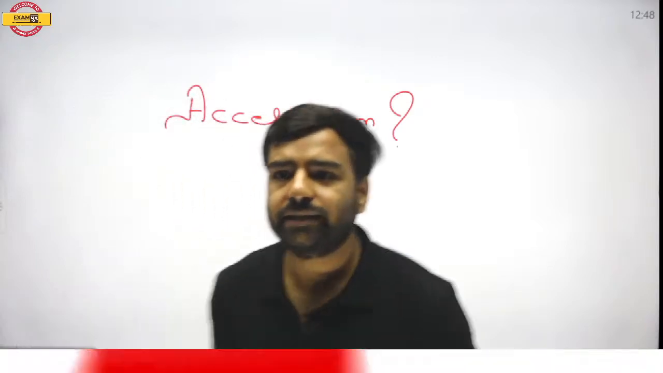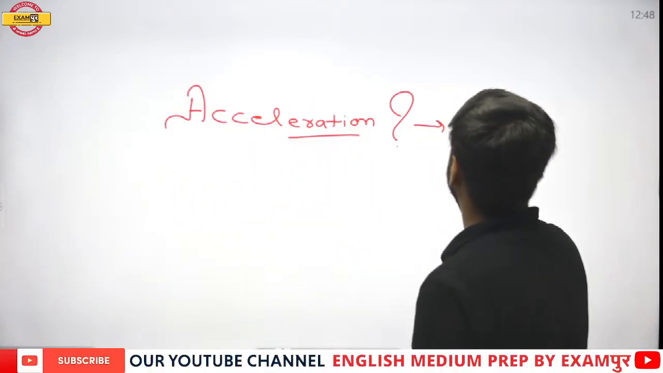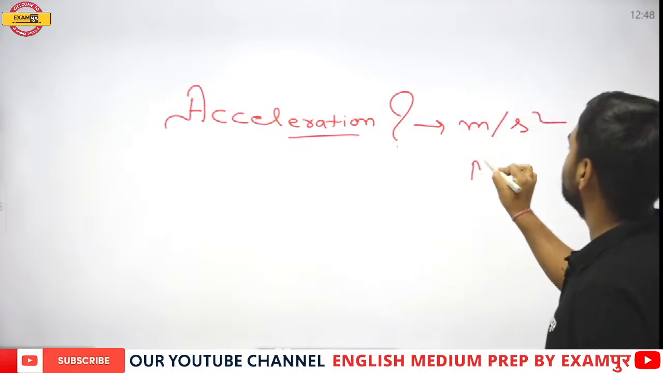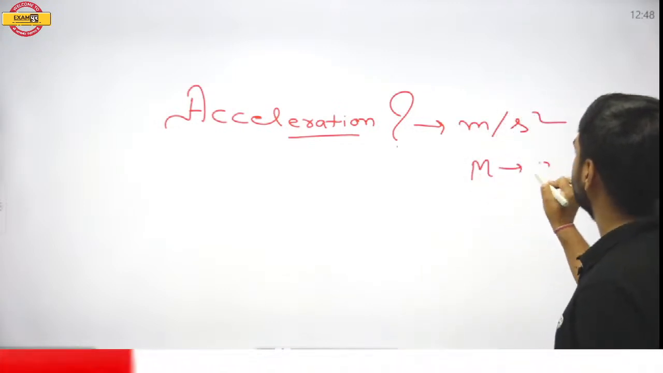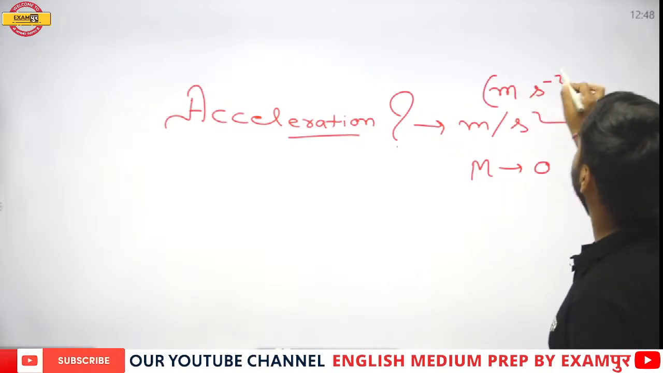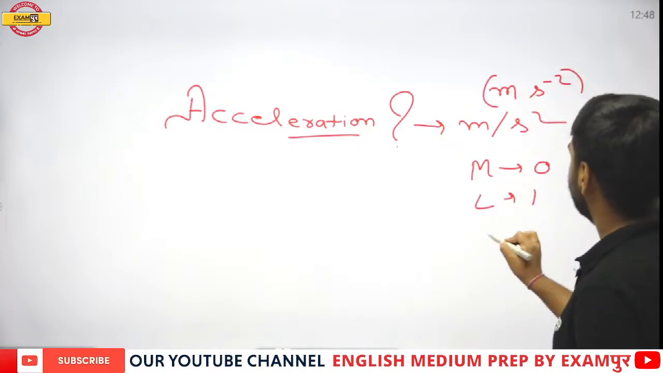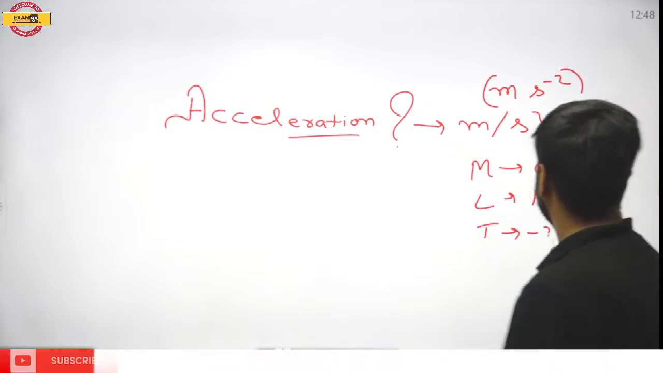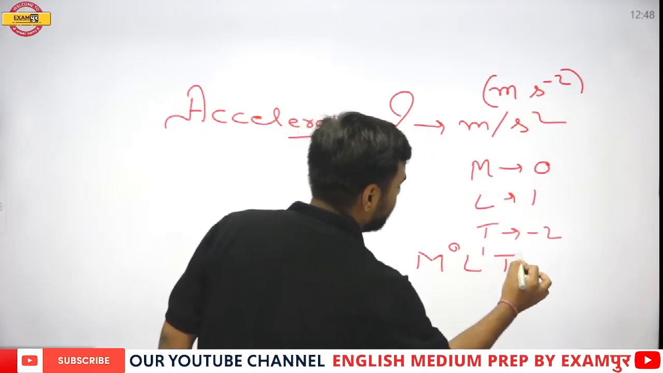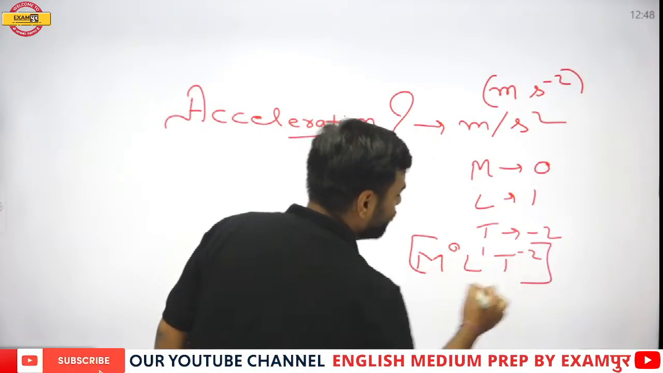So yes, Ankit has directly written, sir, if I talk about acceleration, this means we are talking about meter per second squared. That's true. When I'm talking about the meter, this means there is no such mass, so M is 0. I can write it as meter second to the power -2. So we have L1 and T -2. So we can write M0, L1 and T -2. That's absolutely correct.